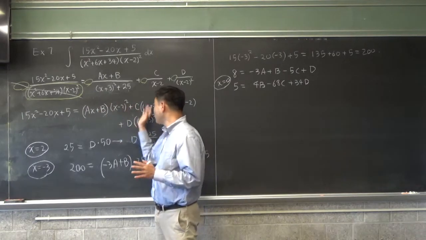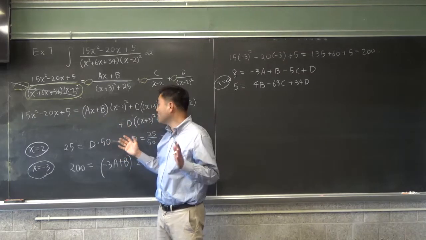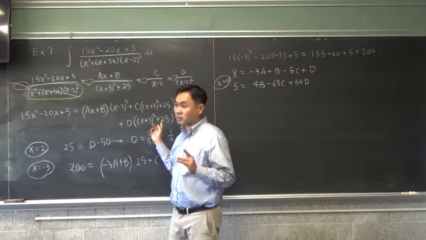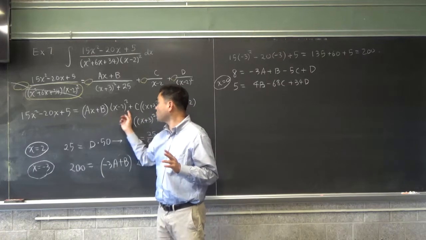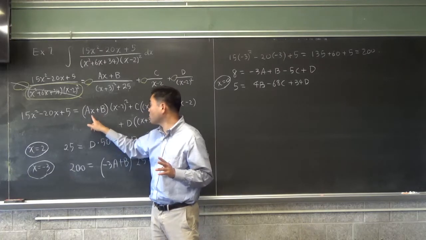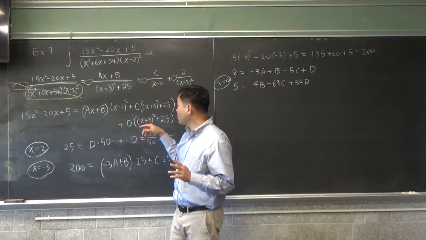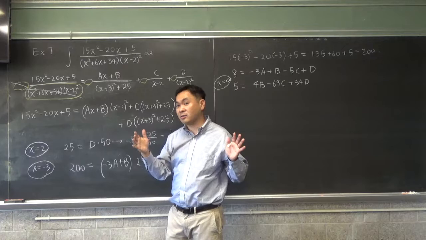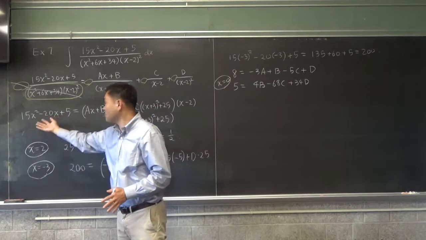And because A, B, C, D are numbers, you can collect the like terms. What would be the order of the polynomial you get? What would be the degree of the polynomial you get? If you expand this, what's the degree of the polynomial? 3, because you have x and x squared multiplied, you get x cubed, right? So you have a cubic polynomial on the right side, and then you have another polynomial, this is quadratic.